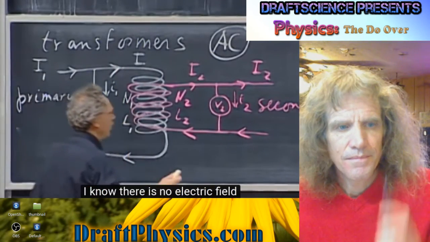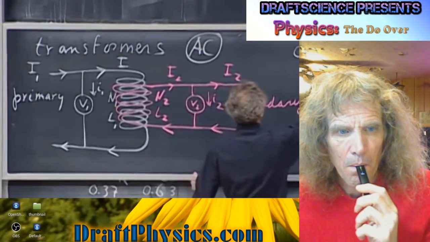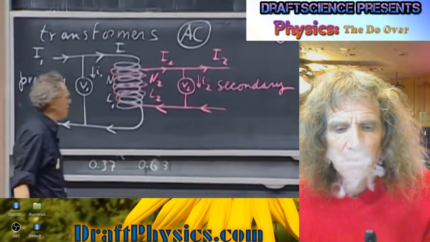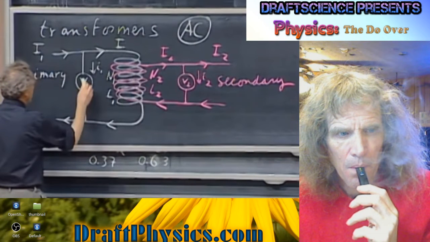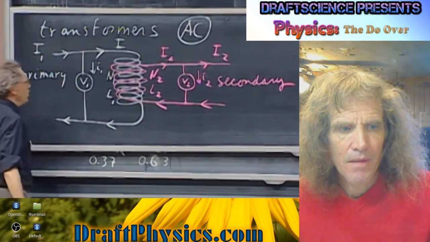Here I go through the self-inductor, I know there is no electric field in the self-inductor, so that contribution of E dot dl is 0. Then I arrive here at this current which is opposing me. I go in this direction where the E field is opposing me.